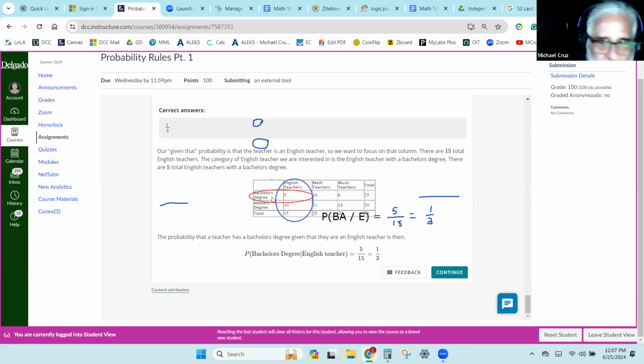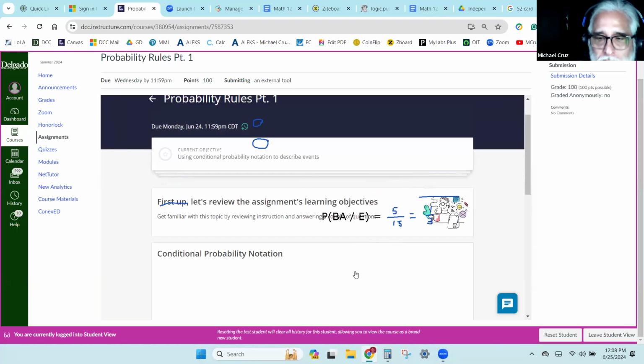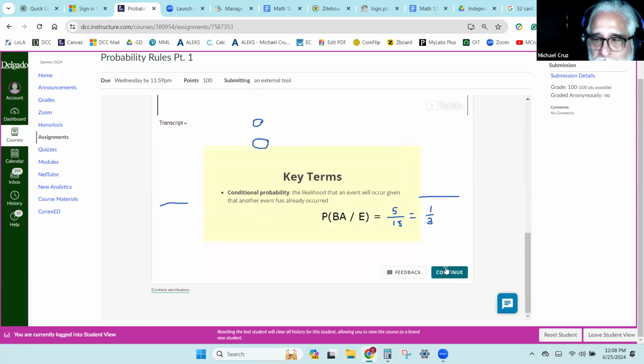And they kind of show you the same thing they did with 2 different colors. You're looking at the total English teachers. Look at the total first. That's your denominator. And your numerator is the intersection between English teachers and bachelor's degree, which is 5. All right. That's probably a good place to stop. Let's see this next one. Same kind of thing, I think.